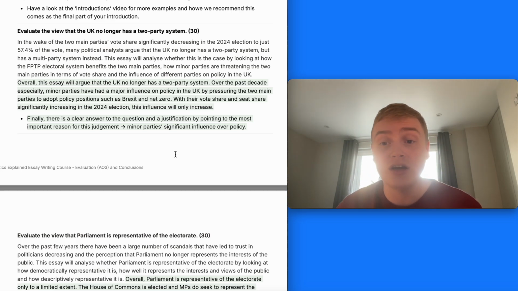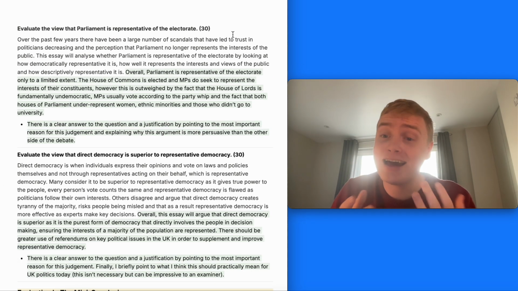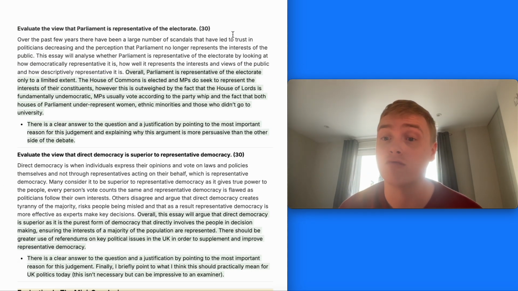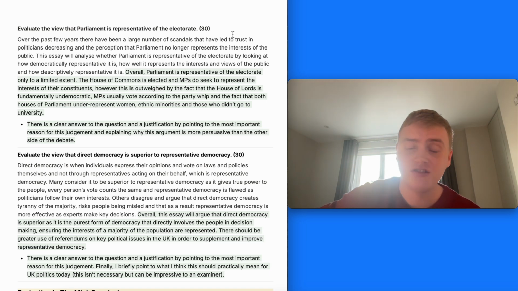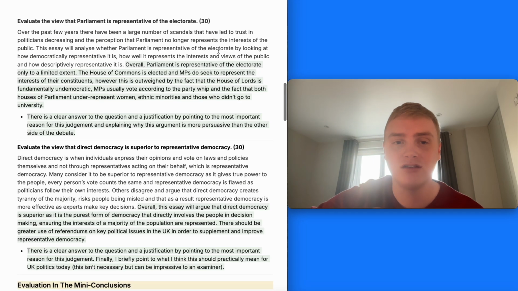So the extent to which there's not a two-party system is only going to increase, as seen in the 2024 election. And looking at this next example, for "evaluate the view that Parliament is representative of the electorate", we started with clearly stating a really clear answer to the question.